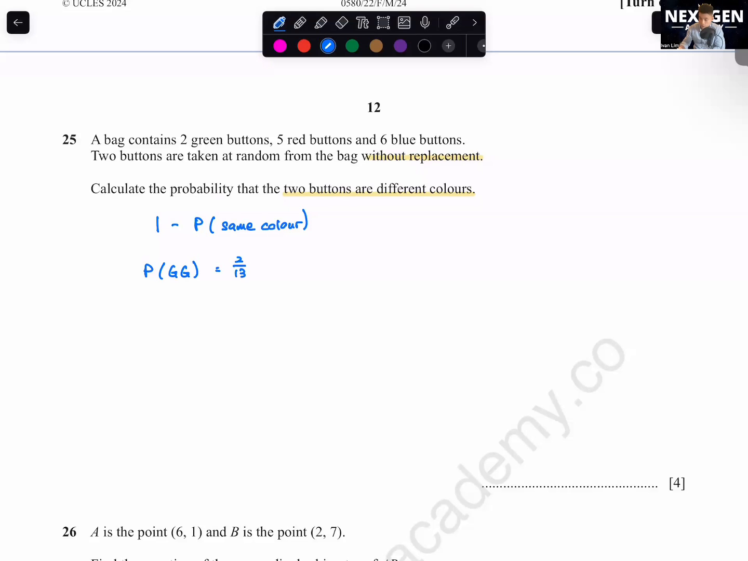2 over 13 times 1 over 12. Because this is without replacement. Without replacement means you take it out of the bag already, no more. So this part and this part here will also minus 1.